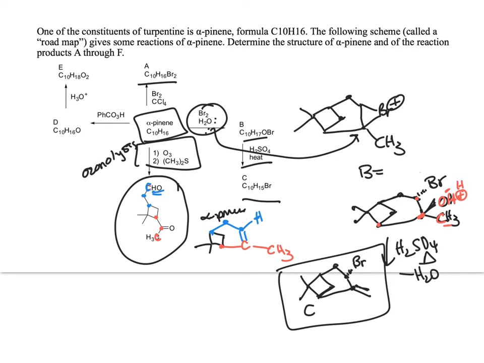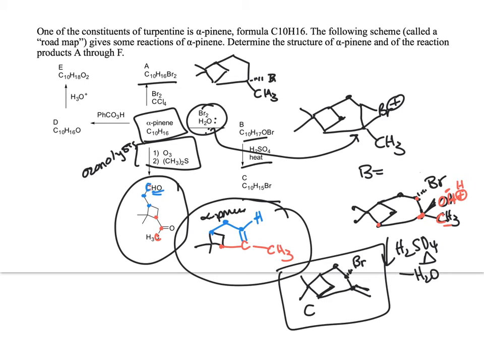All right, for A, you're taking this alpha pinene structure, which is right here, and you're reacting it with bromine. So A should look like anti-bromine there across the carbon-carbon double bond. That's structure A, and you can do the molecular formula.